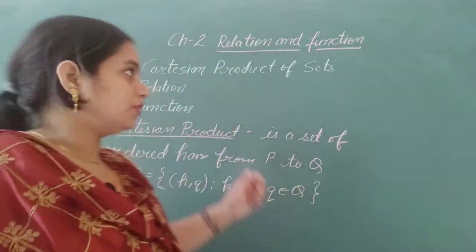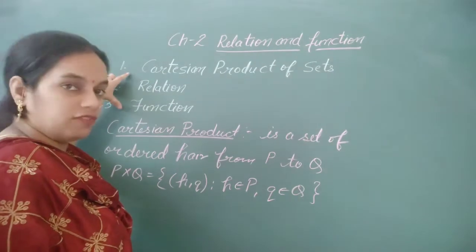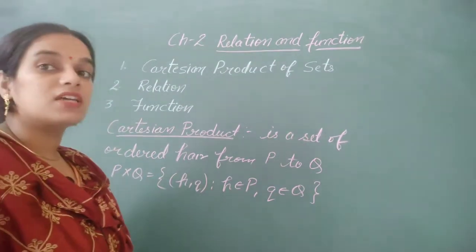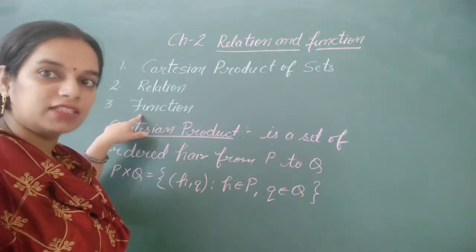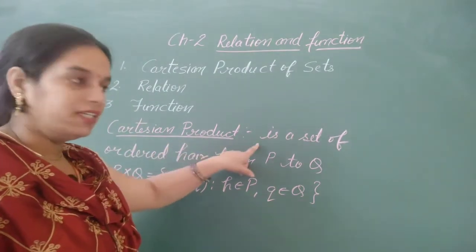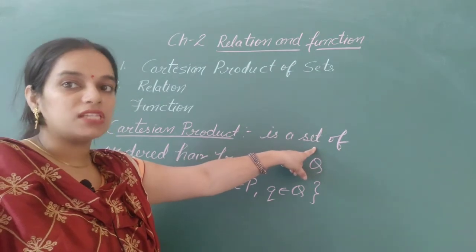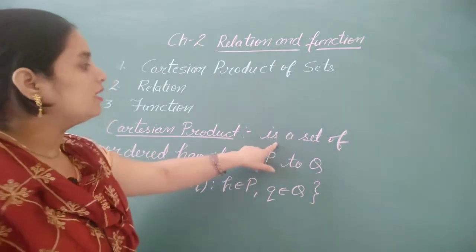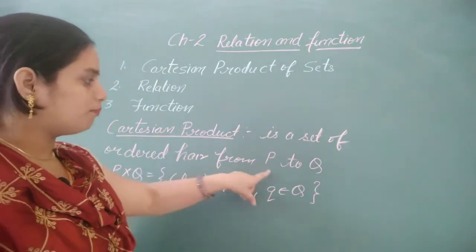Now look here, relation and function. There are three topics which we discuss in this chapter. First is Cartesian product of sets, second is relation, and third is function. The Cartesian product is a set, and the first necessary thing is that both the sets should be non-empty. It is a set of ordered pairs from P to Q.